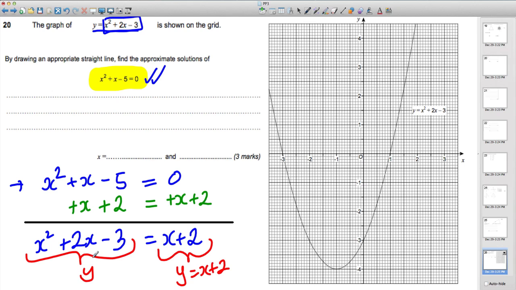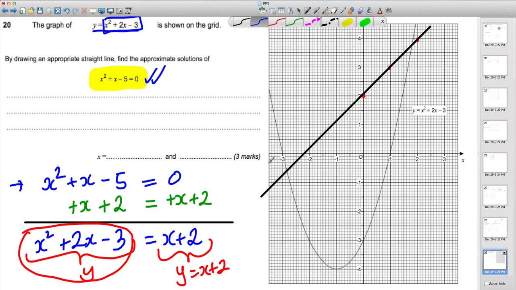So if I've drawn this graph, I have the graph y is x squared plus 2x minus 3 on here. If I now drew the graph y is equal to x plus 2, namely it crosses at 2, has gradient 1. As you go across 1, you go up 1. If I drew that graph like so, then the points where these graphs meet must be the solutions to this equation. And because I've done the same thing to both sides, must be the solutions to this equation.